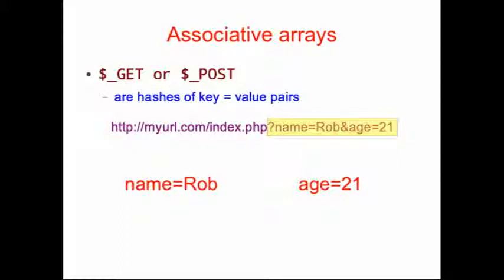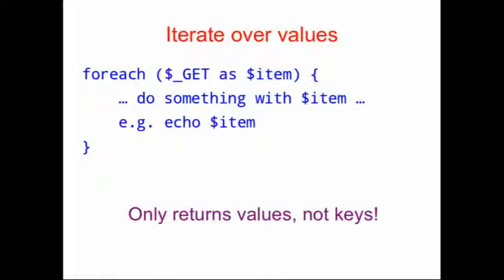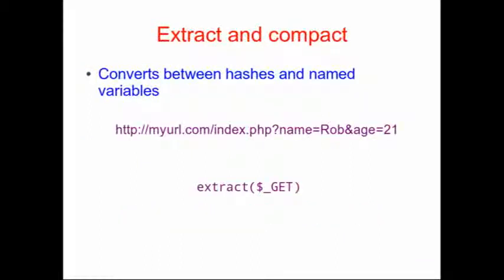They would get passed to get as an associative array where the value Rob is associated with the key name. The value 21 is associated with the key age. You can iterate over the items that are returned by your browser using a standard iteration construct for arrays. However, this only iterates over the values and not the keys, and so it's of limited utility when you're iterating over things that are returned by a web browser. But you can use the foreach construct on any array.